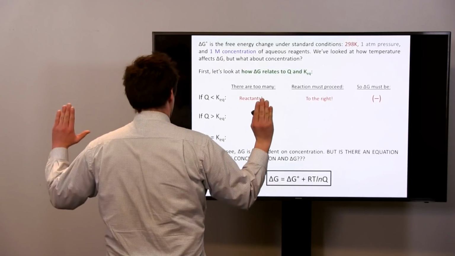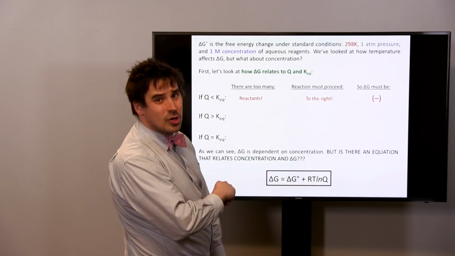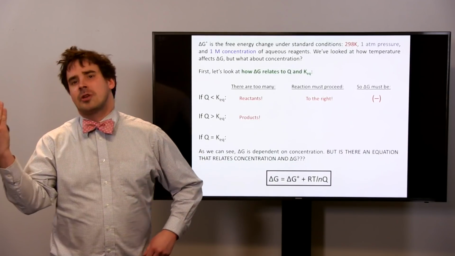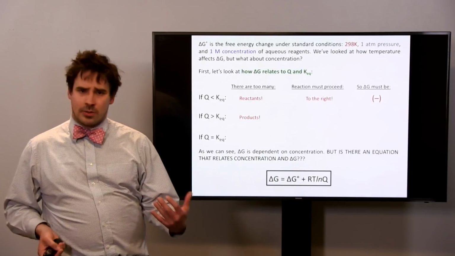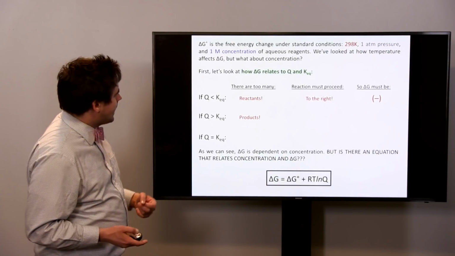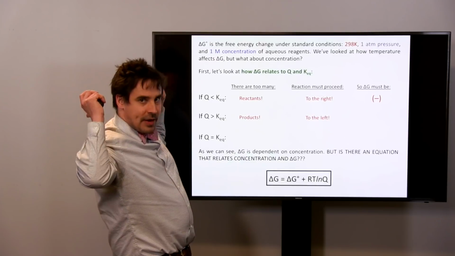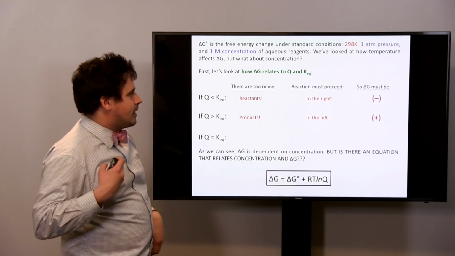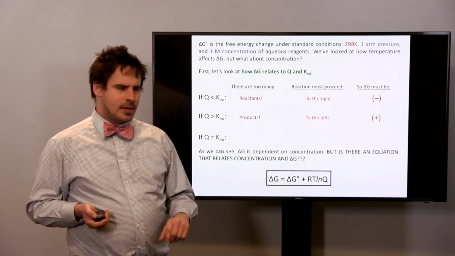On the flip side, what if Q is greater than K? That means that there are too many products. The product-to-reactant ratio that we have is greater than the product-to-reactant ratio that we want. So in that case, a reaction would have to go backwards. It would have to go to the left, toward the reactants to make more of them. So delta G in that case would be positive.